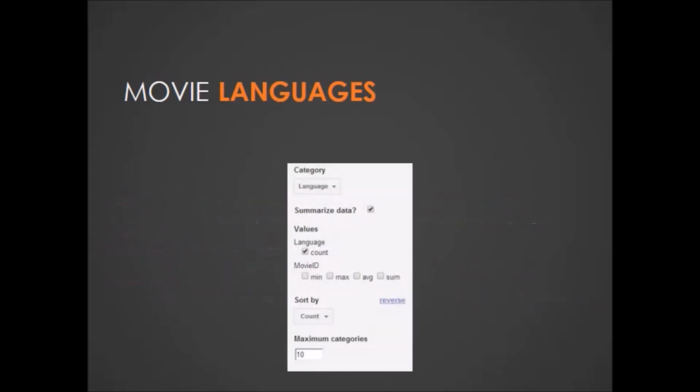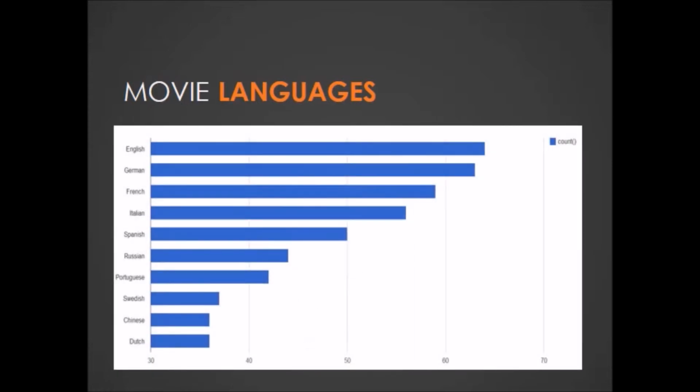With Google Fusion Tables, we now can set up the SQL query by this interface. For the given example, we choose these settings. After applying these settings, Google Fusion Tables gives us this visualization. As you can see, the most movies in our database are available in English.